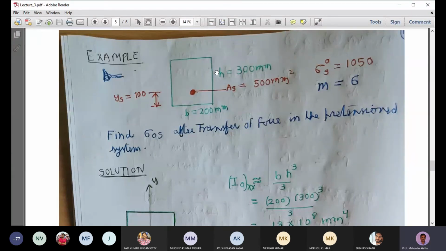So we have here a rectangular concrete cross section with width 200 millimeters, height 300 millimeters. So the pre-stressing strand is of area 500 millimeters square. So initially a stress of 1050 Newton per millimeter square is applied on the pre-stressing strand, and then we pour the concrete, and concrete hardens, and then we remove the hydraulic jack force, and then there will be deformation, and final transfer of force has taken place. Okay, so the modular ratio m is 6. We need to find what is the stress in the steel after the transfer of force.